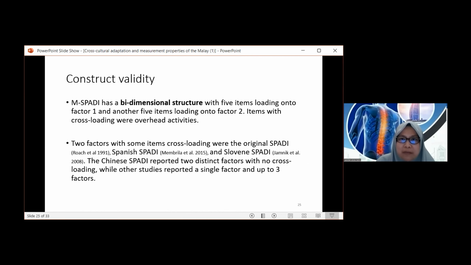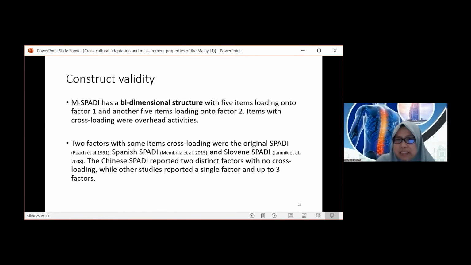The M-SPADI EFA revealed that items involving overhead activities tended to load for both pain and disability, while items regarding carrying heavy objects tend to load with pain despite being categorized as disability items. Our EFA finding was similar to a study by McDermott and may suggest the respondent cannot distinguish between pain and disability in some functional items.